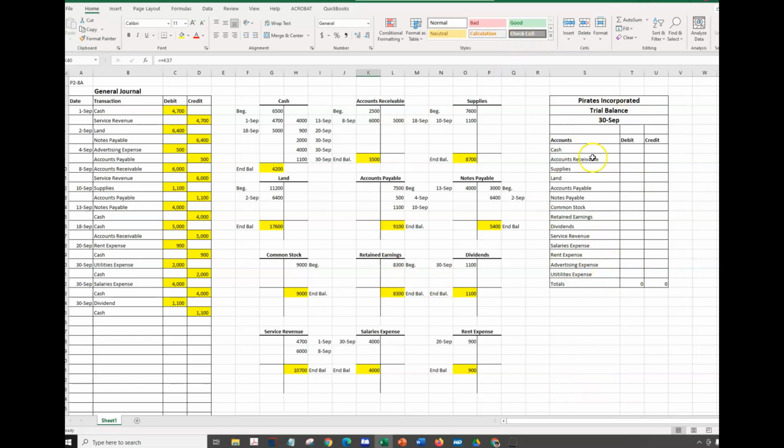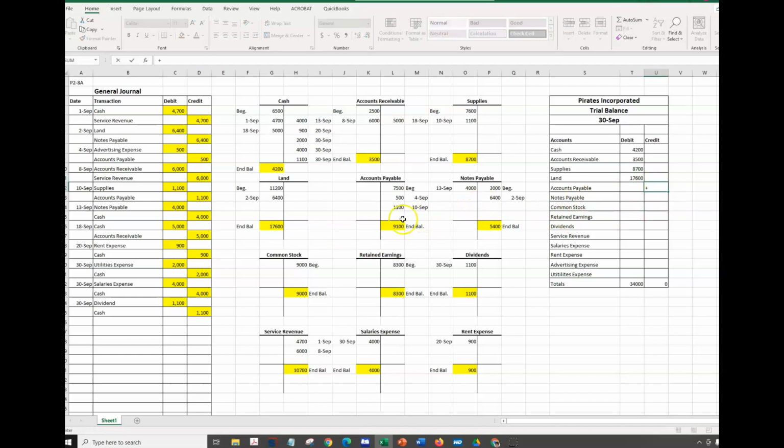What we need to do here is just carry these balances over. Again, it's mechanical. So cash, my first account, has a debit balance of $4,200. And I'm just going to link these because that way I know I'm not going to make any mistakes. In order to link, I just hit equal or plus. Accounts receivable has a debit balance of $3,500. So I can hit equal and click on the $3,500 and it's going to move that amount in there. Supplies has a debit balance of $8,700. Land has a debit balance of $17,600.